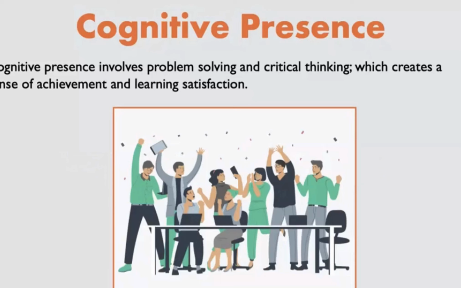So cognitive presence. Cognitive presence involves problem solving and critical thinking, which creates a sense of achievement and learning satisfaction. According to Garrison in Chapter 6 of our text, students should identify with academic goals of their community, aka their fellow students in the classroom, and be satisfied when fully engaged in these tasks.